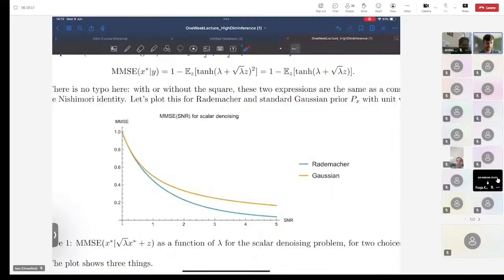They look like this, okay? So this is this function for the denoising problem as a function of lambda, the SNR, okay? There are different observations we can make here, okay? The first one is that these two quantities start from 1 when the SNR is 0, okay?